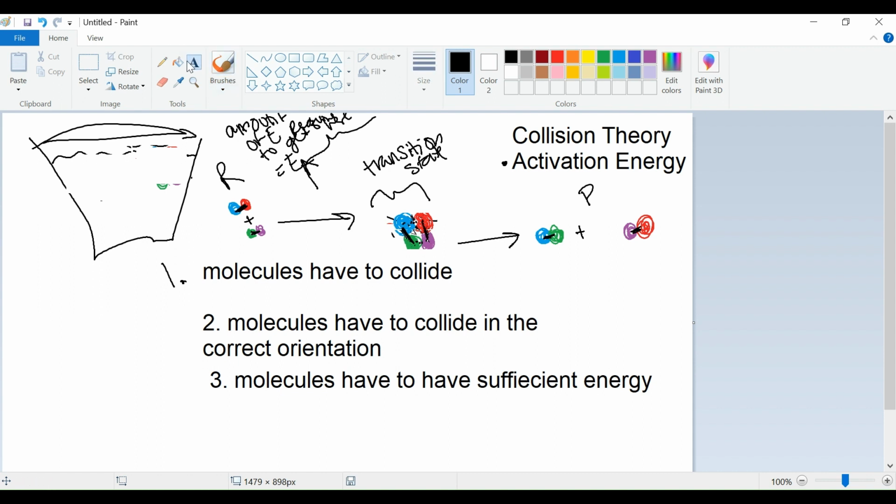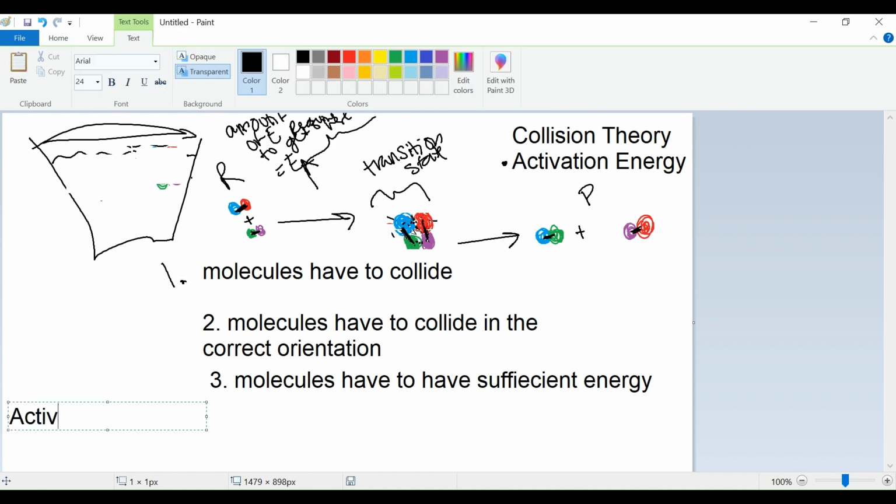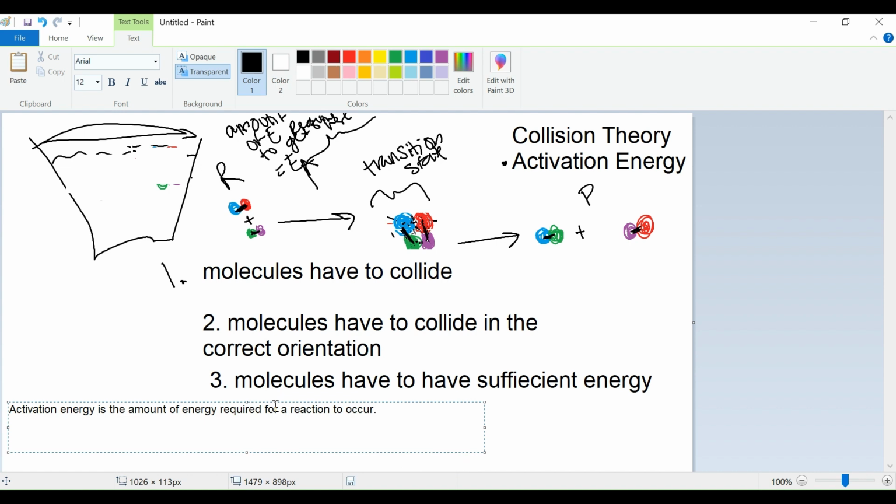So I'm going to put just a definition down here at the bottom, and that'll wrap this first video up for us. So activation energy is the amount, let me shrink this down, of energy required for a reaction to occur. All right, so that's our definition for activation energy here, and we write it as a big E with a little subscript A.